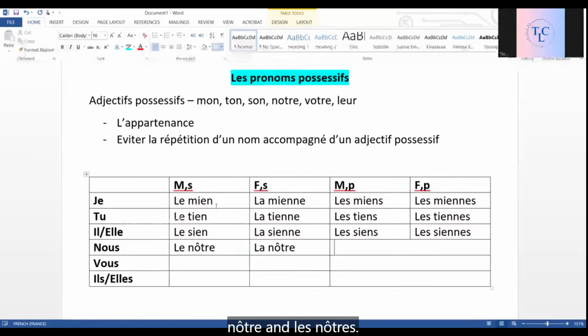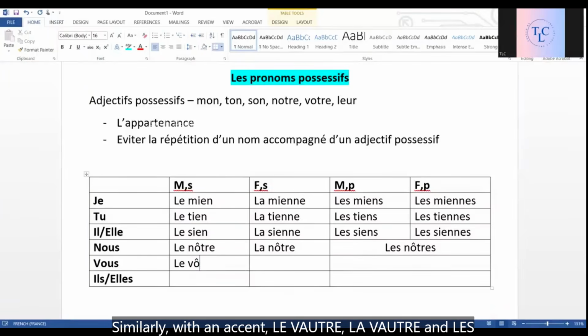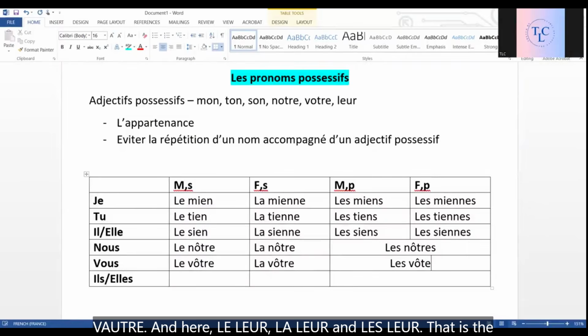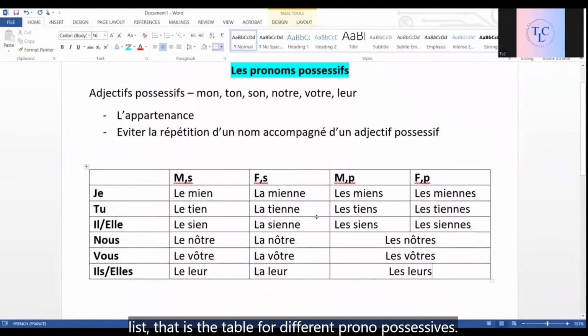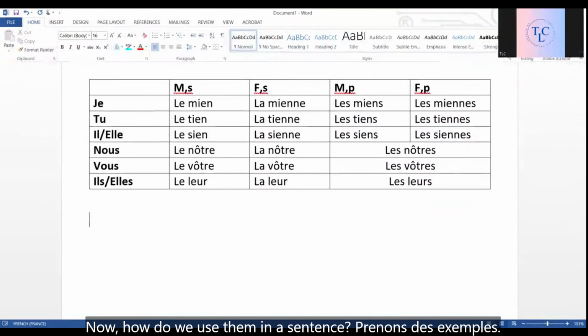And here it is le nôtre but with an accent. La nôtre and les nôtres. Similarly, with an accent, le vôtre, la vôtre, and les vôtres. And here, le leur, la leur, and les leurs. Okay, that is the list. That is the table for the different pronoms possessifs. Now, how do we use them in a sentence?